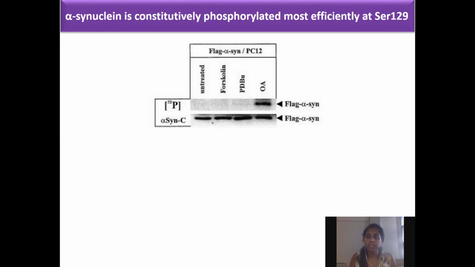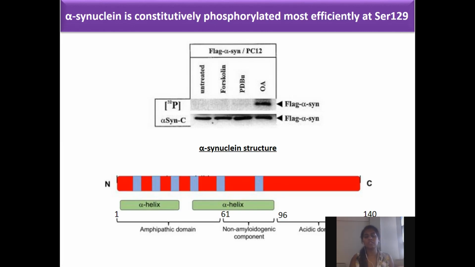Next, to identify phosphorylated residues, they looked at the structure of alpha-synuclein. So alpha-synuclein is a very small protein, only 140 amino acids, and the N-terminus forms alpha helices, whereas the C-terminus containing the acidic domain is mostly free and unfolded. And they identified two serine residues in the C-terminus which can be phosphorylated, out of which the S129 site was most efficiently phosphorylated, and in fact the S129 site is more highly conserved in mammals.